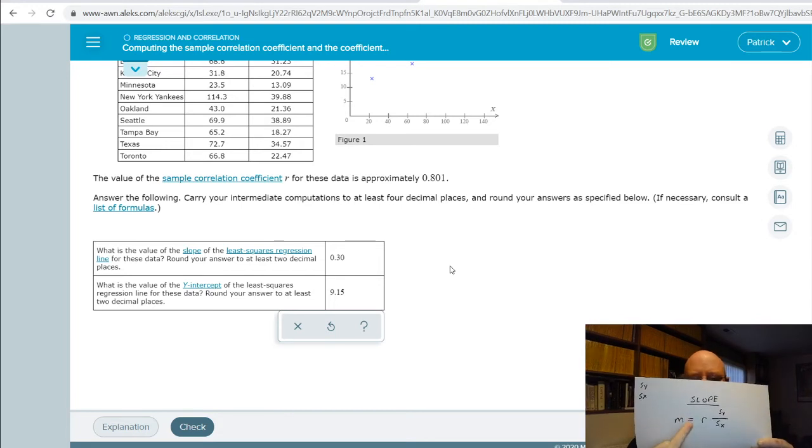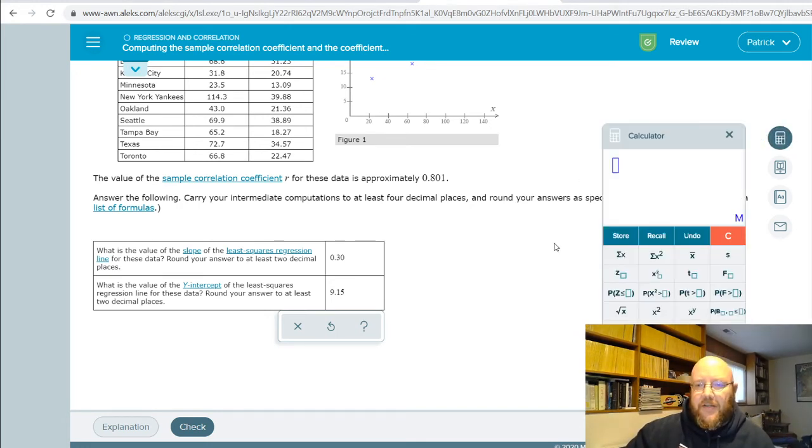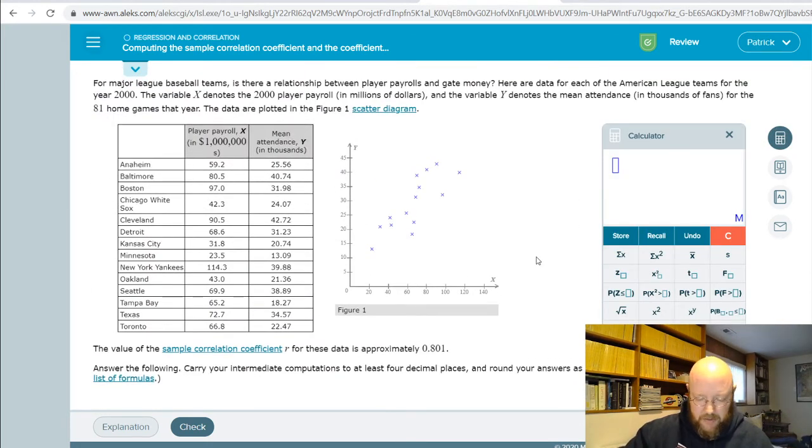Slope, m, equals the standard deviation of y divided by the standard deviation of x, multiplied by your correlation coefficient, r. In the explanation, I'm not going to go into that in detail. Let me just show you how to do it in the ALEKS calculator real quick. We're going to start with the standard deviation of x, which is this guy right here.